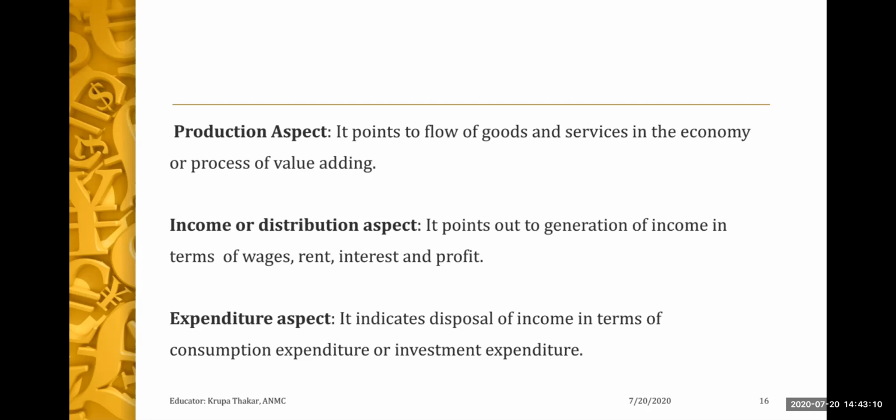Talking about the income aspect, it points to the generation of income in terms of wages, rent, interest, and profit. That is, we are going to talk about factor income. And the third aspect is the expenditure aspect. It indicates the disposal of income in terms of consumption expenditure or investment expenditure, because whenever we incur any expenses, it's either for consumption or for investment.